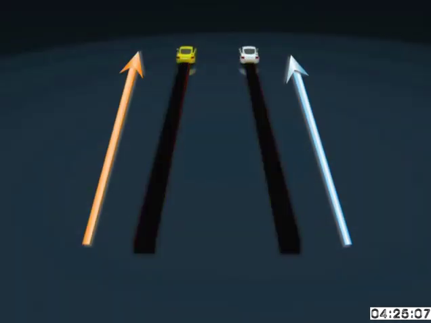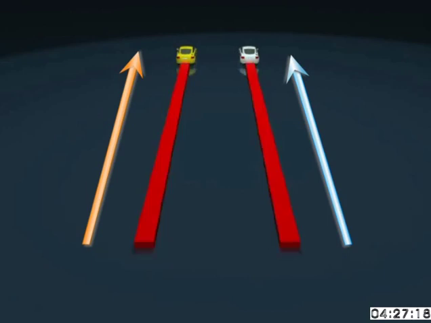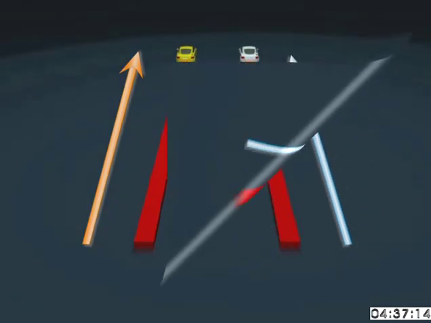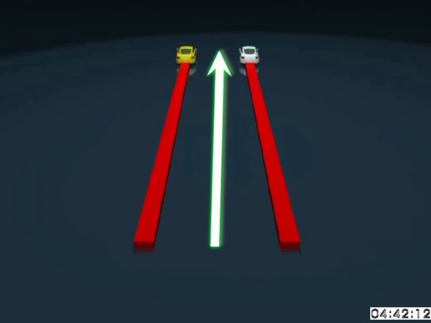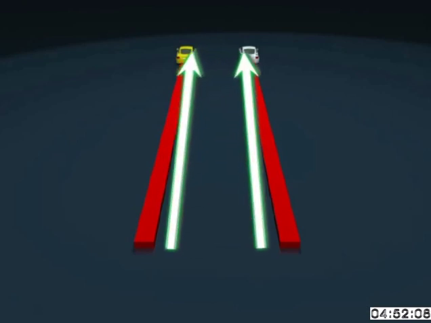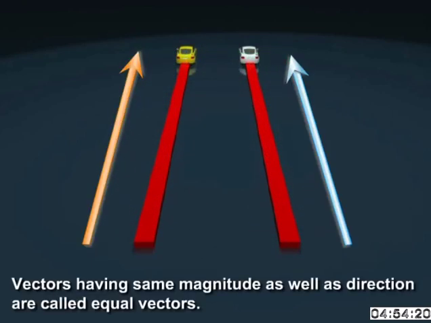As the distance travelled by two cars is same, the vectors have same magnitude. Also, the vectors have same direction as the direction of two cars is same. Since the magnitude as well as direction of the two cars is same, their movement can be represented by the same vector. Such vectors having same magnitude as well as direction are called equal vectors. The specific position of a vector is of no importance.